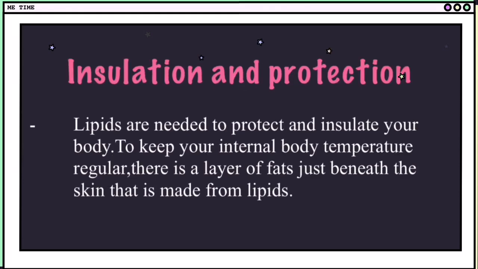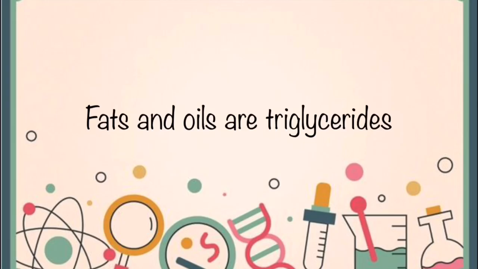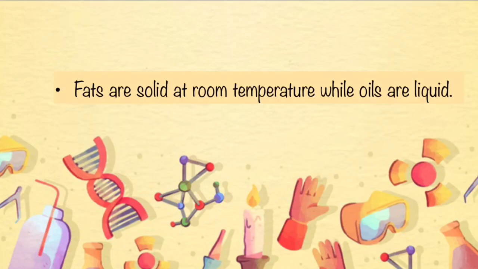The next one is insulation and protection. Lipids are needed to protect and insulate your body to keep your internal body temperature regular. There is a layer of fat just beneath the skin that is made from lipid. Fats and oils are triglycerides. Fats are solid at room temperature, while oils are liquid.